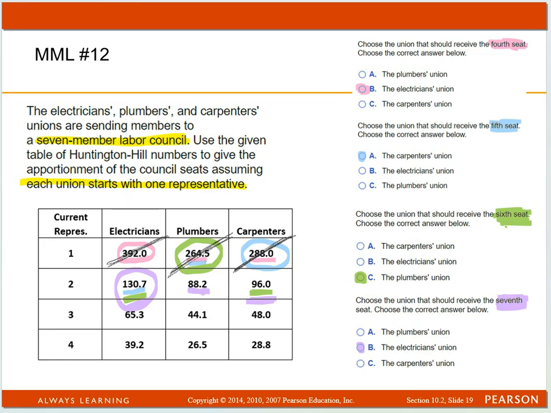That was easy. And I am done with section 10.2. So hopefully I've given you enough examples within my math lab to get you through the homework assignment.